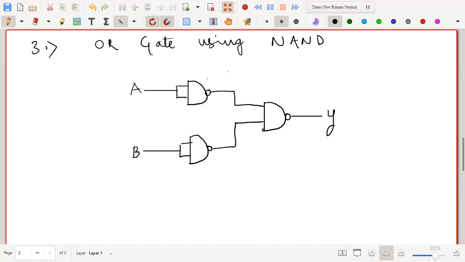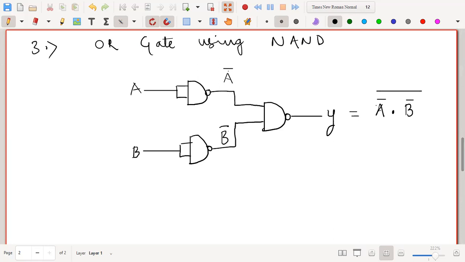So let us see the output here. Here, what will be the output? Each of these will work as a NOT gate. We have already seen that. So here the output is A complement, and here the output is B complement. Now you know the operation of NAND. NAND here is A complement AND B complement, and since this is NAND, the whole thing is complemented.